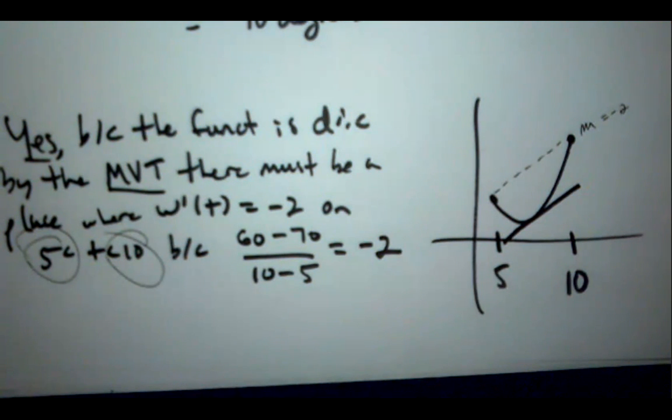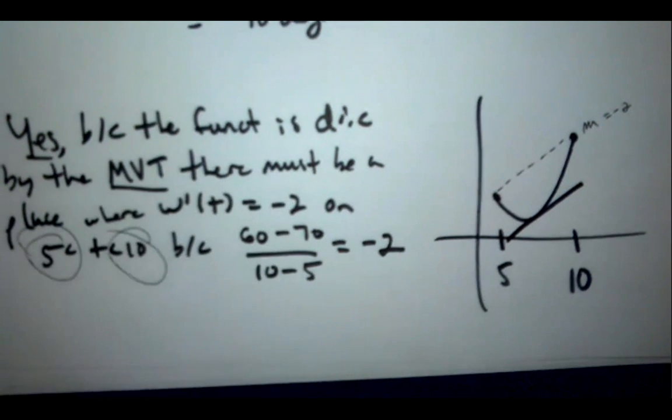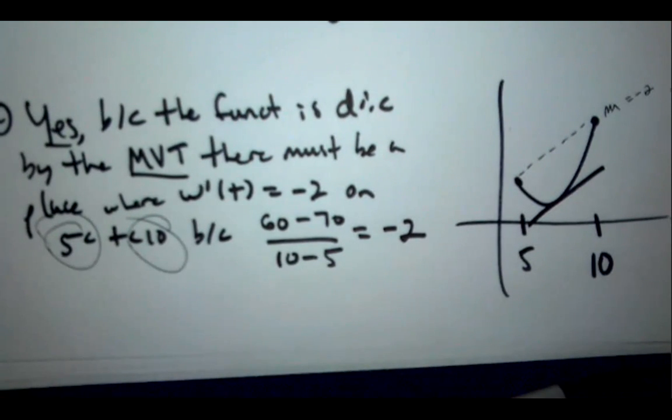So, hey, that's -2. Yup, that means somewhere else there's a tangent slope that's -2. And all you're doing is this is just the justification of the mean value theorem. So it's yes, because the function's differentiable and therefore continuous, by the mean value theorem, there must be a place where W prime of t is equal to -2 on that interval, because 60 minus 70 over 10 minus 5 gives you that slope. Okay. Any questions there, guys?